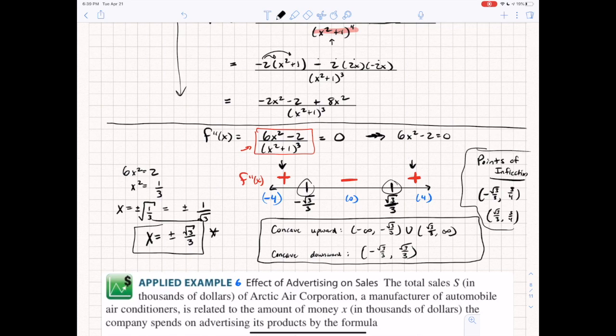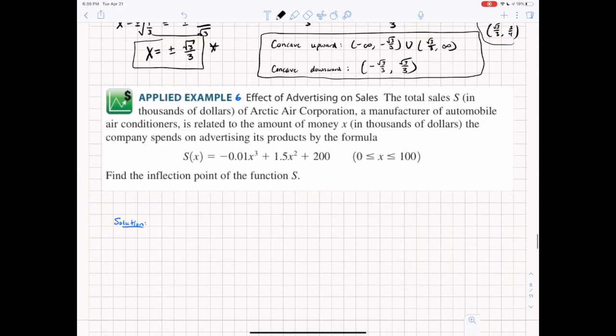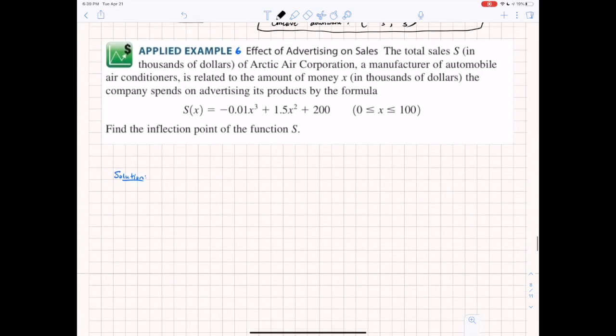All right, here's an applied problem. We're almost done. There's really only one example after this, I think. So applied example 6. This is the effect of advertising on sales. The total sales in thousands of dollars of Arctic Air Corporation, something we saw a little bit earlier, a manufacturer of automobile air conditioners, is related to the amount of money that you spend on advertising, getting your name out there. Now, the formula that they have come up with is given here by S of x.